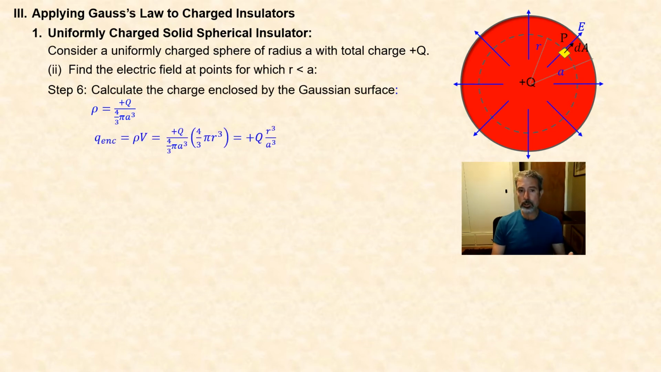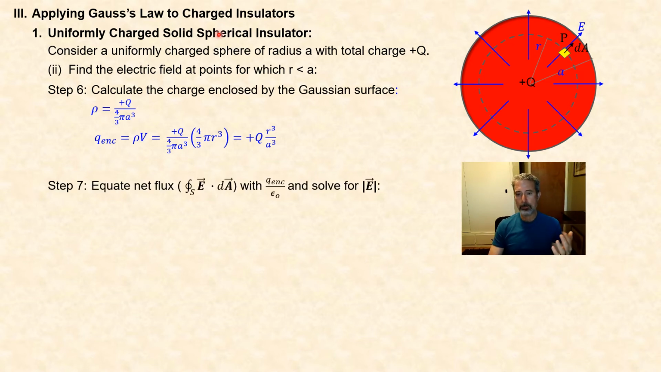The charge enclosed is just equal to this charge density times the volume of the Gaussian surface. So we take our expression for charge density, and we're going to multiply by the volume of our Gaussian surface, which is just 4/3 pi r cubed. And when we simplify and cancel any common factors here, we get Q, the total charge, times this ratio r cubed divided by a cubed.